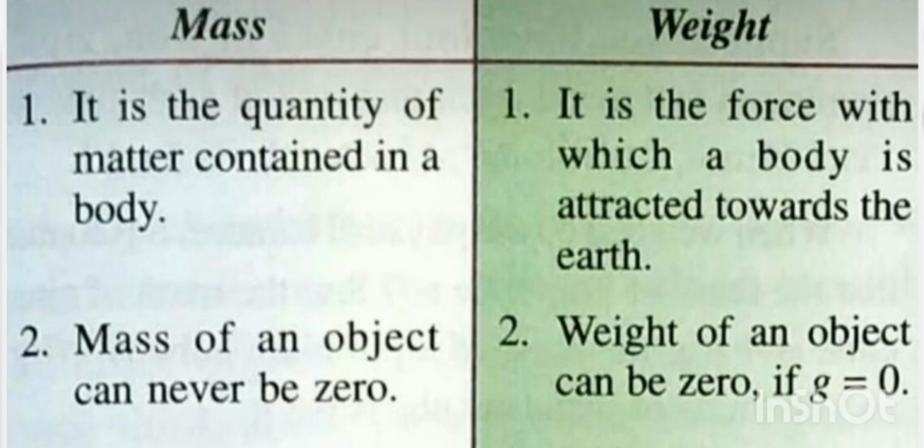Mass is the quantity of matter contained in a body, while weight is the force with which a body is attracted towards the earth. The other thing you need to understand is mass of an object can never be zero. Okay? But with weight, it depends on the what? On the gravitational force. If the gravitational force is zero, then weight is also zero. So that is what we need to understand here.